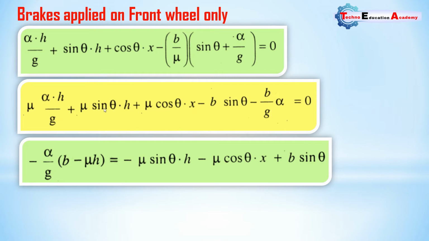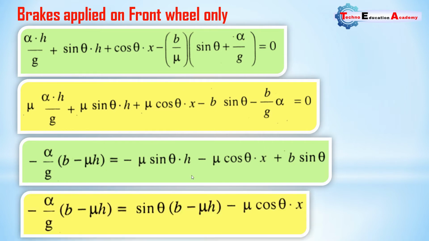Whenever we shift the remaining terms from left hand side to right hand side, they become negative. So this mu sin theta into h, which is a positive term, whenever it is shifted, will become negative. Same here, mu cos theta into x. And minus b sin theta is a negative term, so it will become positive whenever it is shifted to the right side. Further, we simplified this equation.